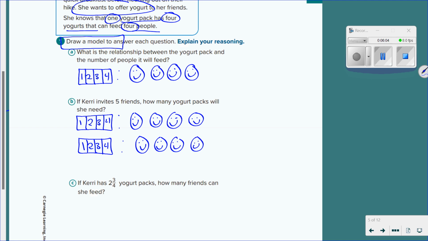Can I feed 5 people now? Yes. So how many yogurt packs will she need to buy? 2. It is a word problem. You need a word answer. And then it says, explain your reasoning.